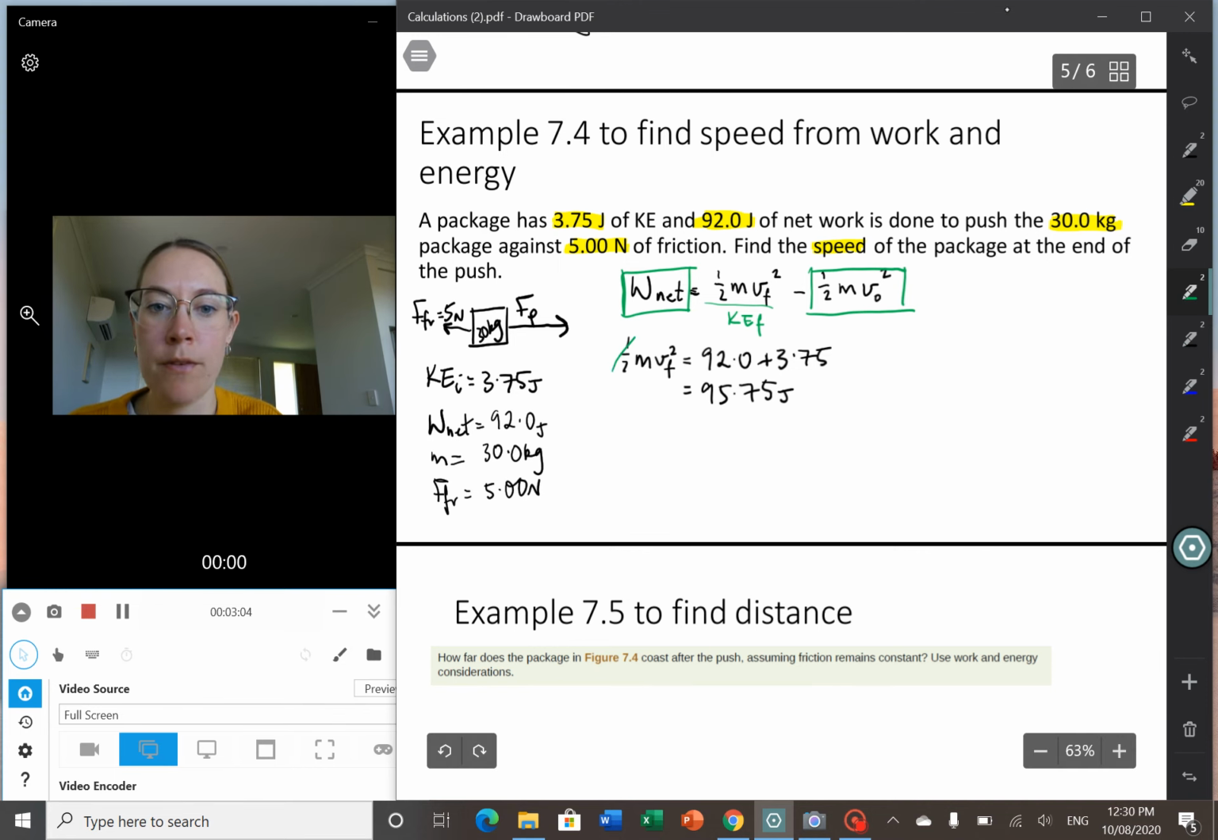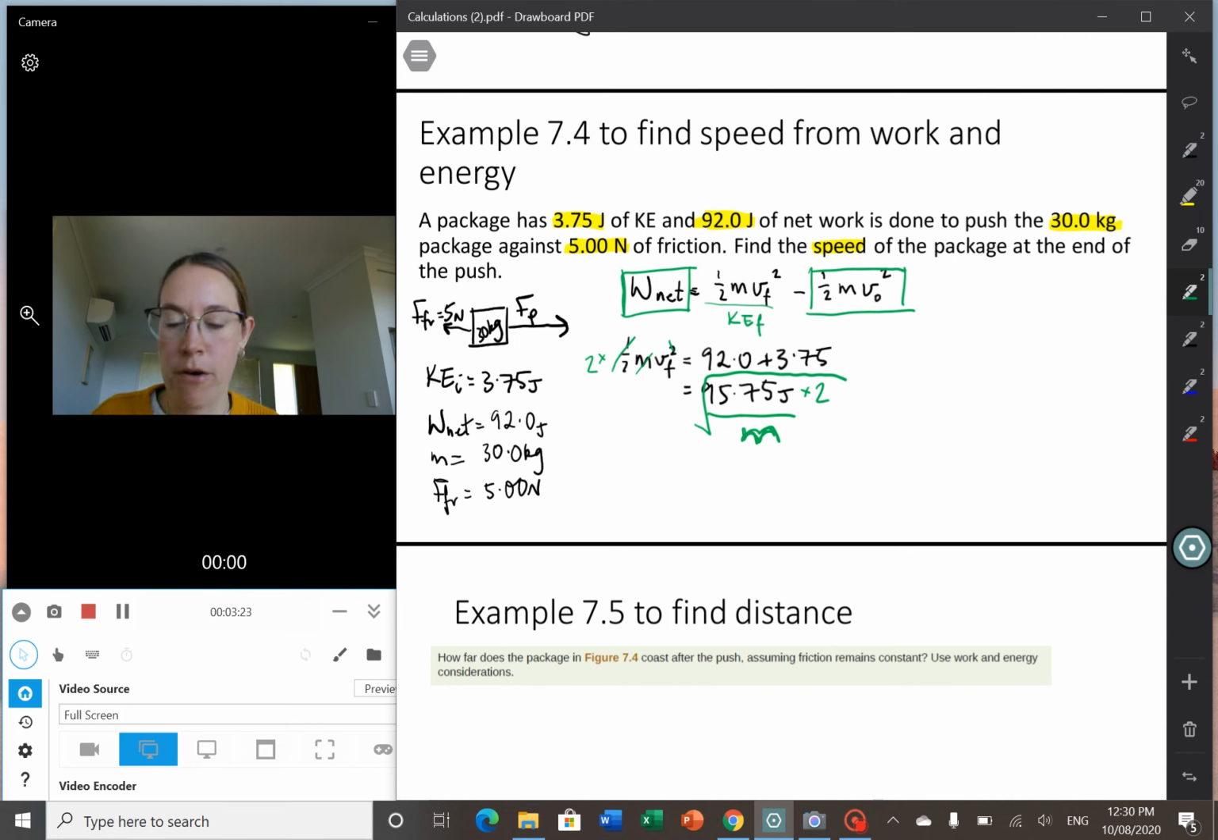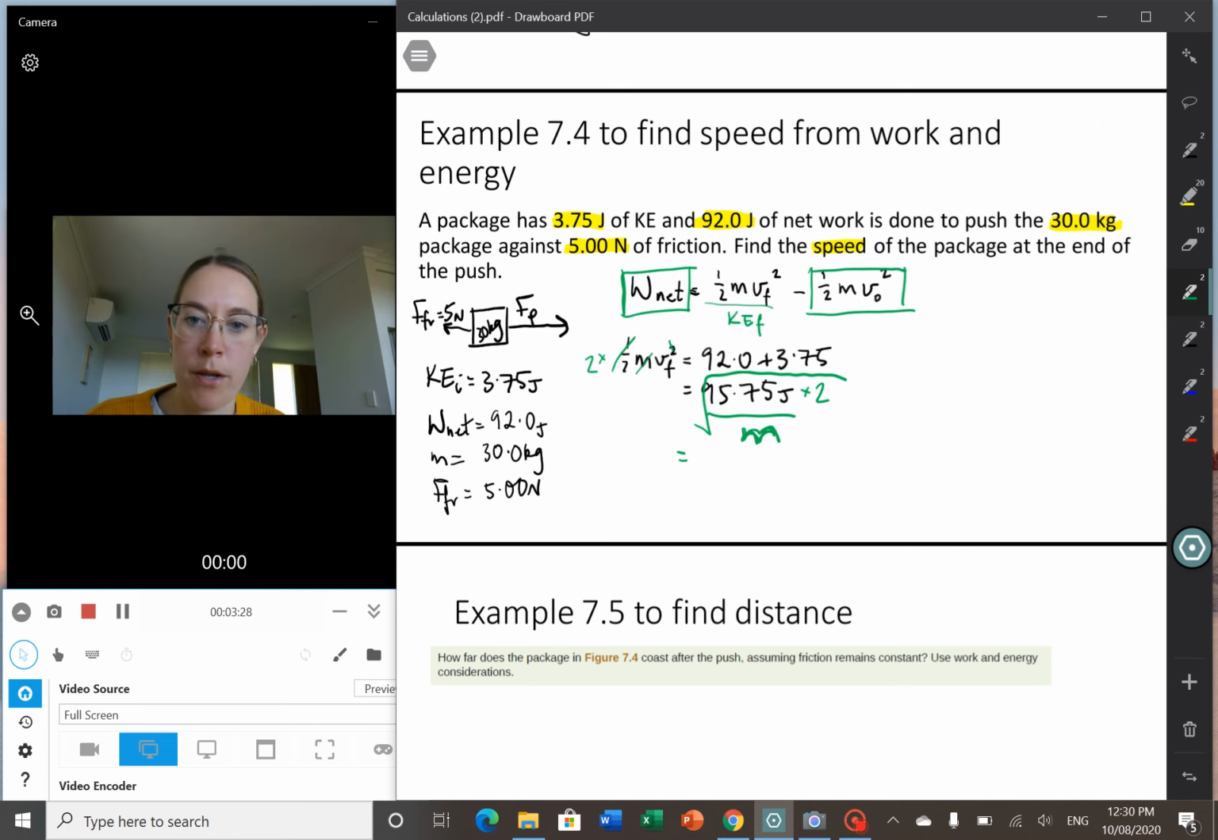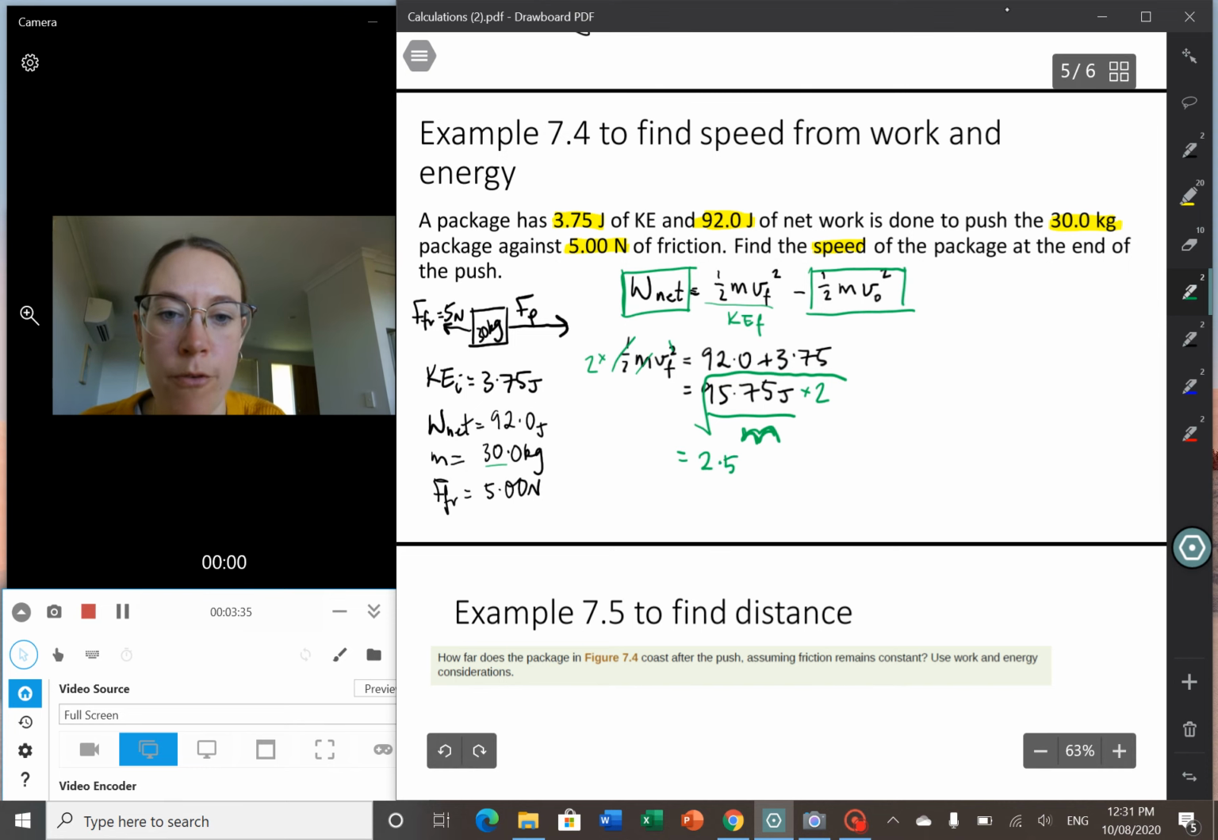So to get rid of this half, we can multiply by 2. We divide by mass, and we find the square root. So we can substitute our known values in there. 95.75 multiplied by 2 divided by the mass, which is 30 kilos, and then we find the square root of that value, and that will give us 2.53 meters per second.